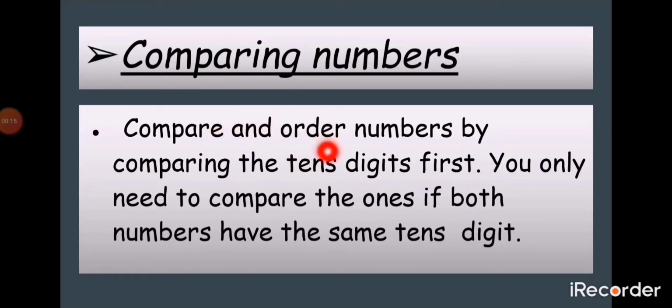Now, let me tell you more about comparing numbers. Compare and order numbers by comparing the tens digits first. You only need to compare the ones if both numbers have the same tens digit. So, when you are comparing numbers, you always start from the tens digit, when you are comparing 2-digit numbers. But if the tens in both numbers are the same, then you go for ones and compare them. So this is a very key point regarding comparing numbers. So keep it in mind when you are doing your guided assessment.